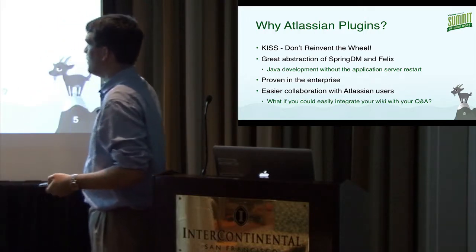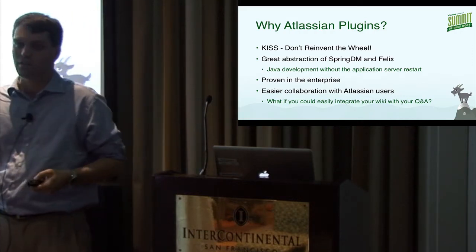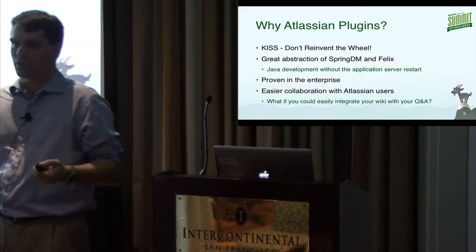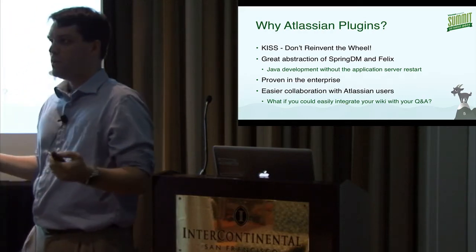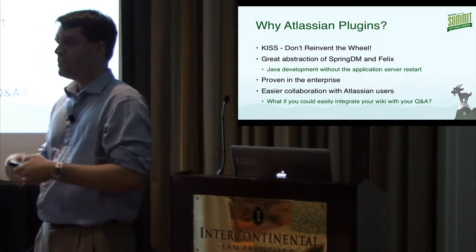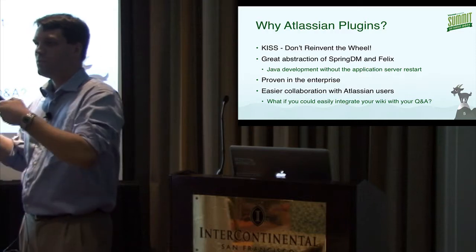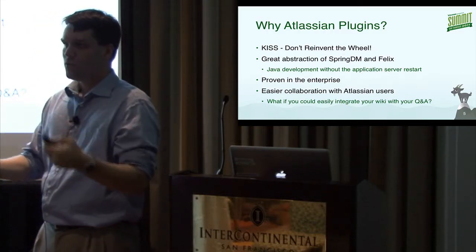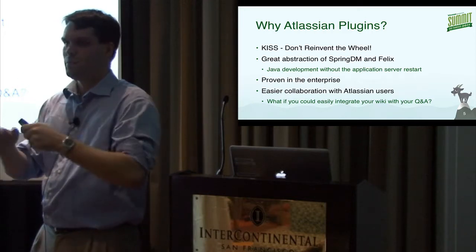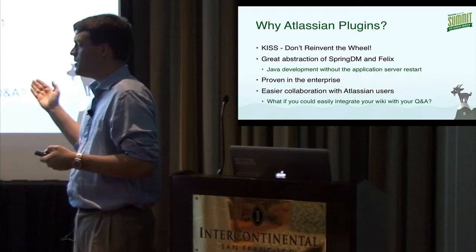So we found that the Atlassian plugin system was a great abstraction of Spring DM and Apache Felix and OSGi in general. It really hid away all of the nastiness that comes with OSGi. You don't have to worry about adjusting your jar files. You don't have to worry about XML for your Spring configuration. Atlassian plugin just bundles all that up and things are good to go, right? So it's Java development the way it's meant to be.